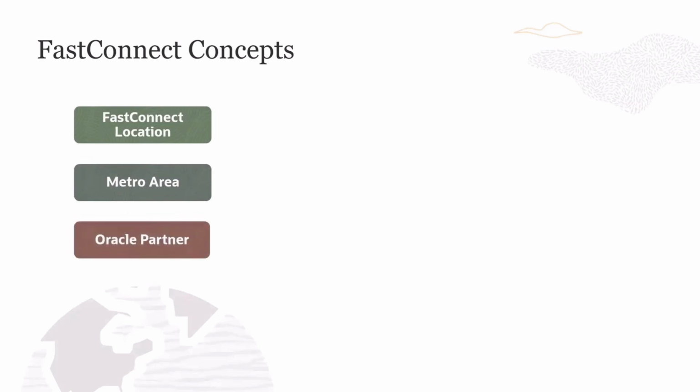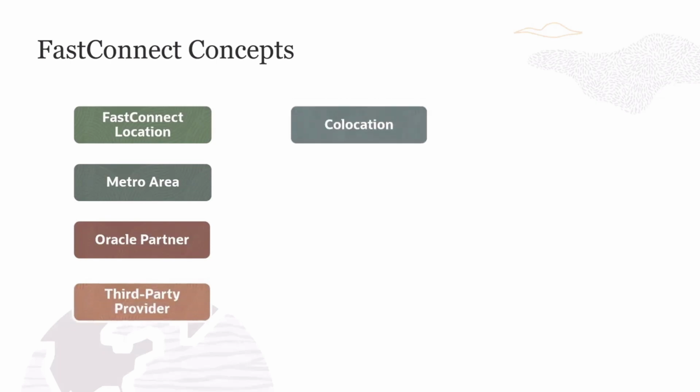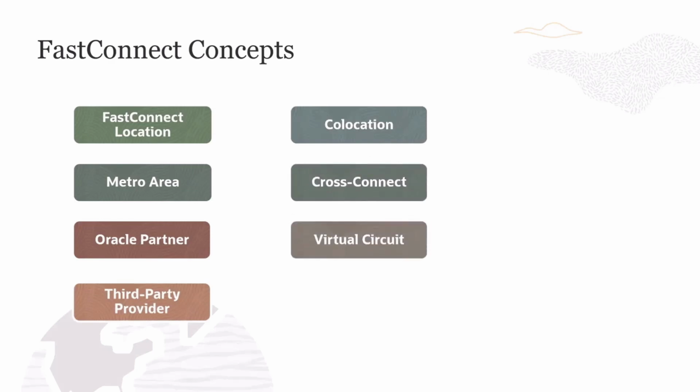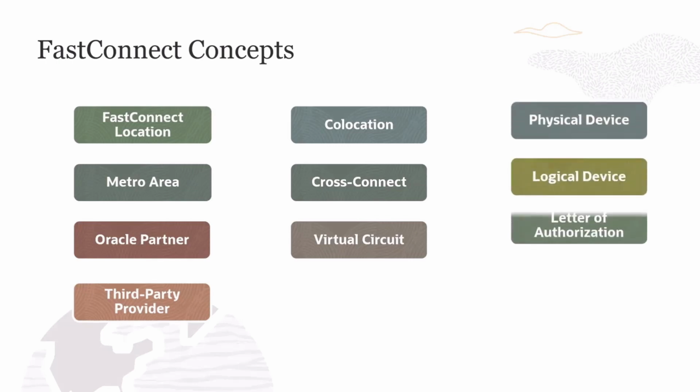And in the whiteboarding section, we have discussed all these concepts. What is a FastConnect location? What do you mean by a metro area? Basically, a collection of FastConnect locations. What is an Oracle partner? What is a third-party provider? What do you mean by co-location? What is cross connect or the physical connectivity? What is a virtual circuit or logical side of FastConnect? What is a physical device? What is a logical device? And what do you mean by a letter of authorization? Who issues it? In which connectivity models is the letter of authorization issued? So we have discussed all these things.